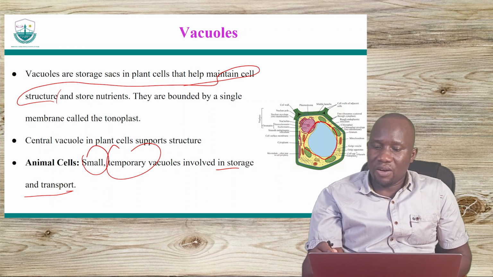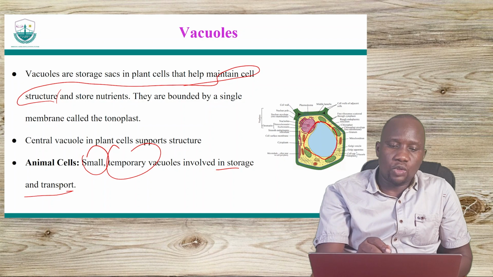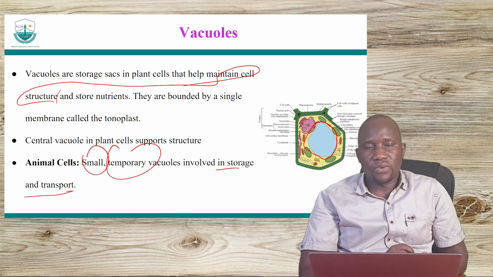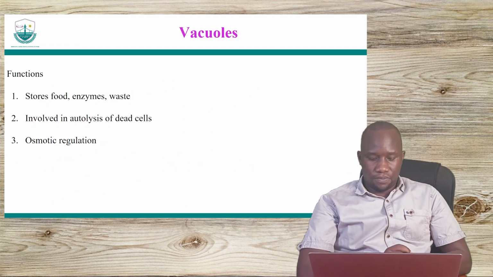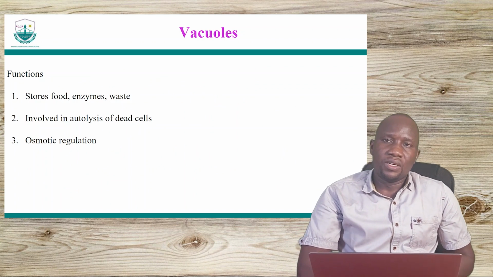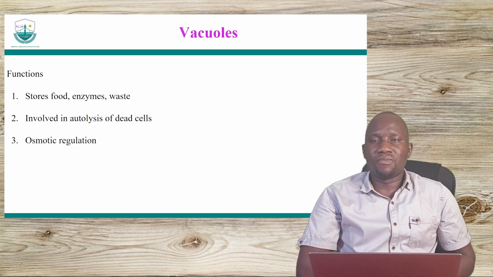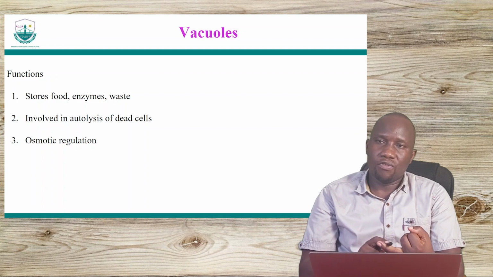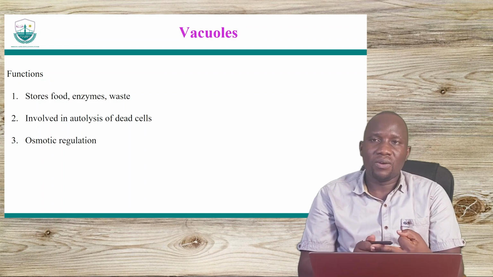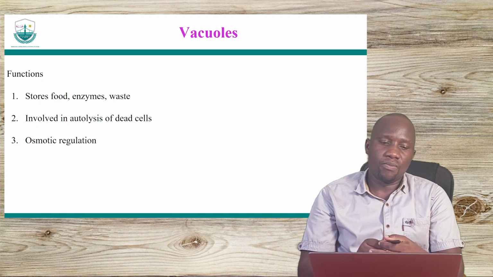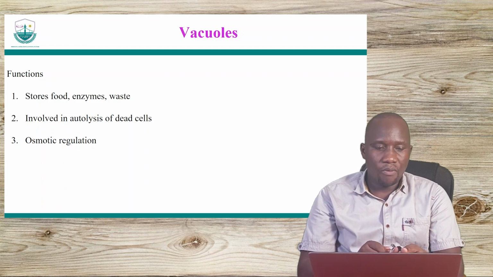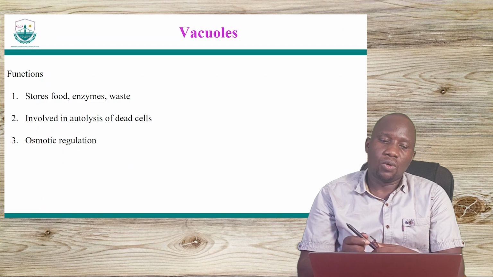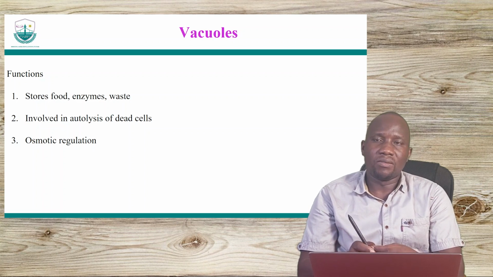The vacuole is surrounded by a membrane that we call the tonoplast. So the functions of the vacuole: support, containing food material and minerals, and also being very important in autolysis of dead cells.